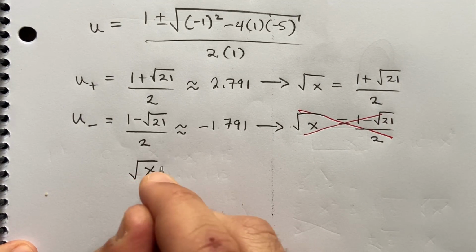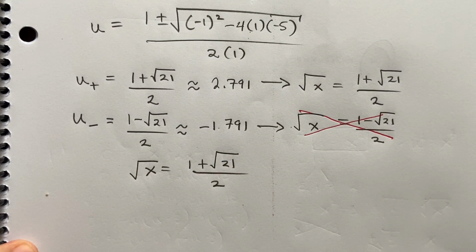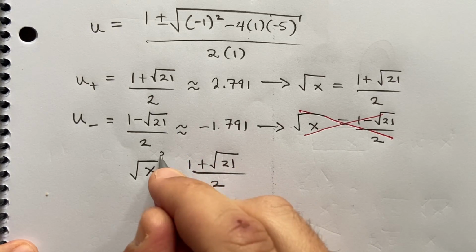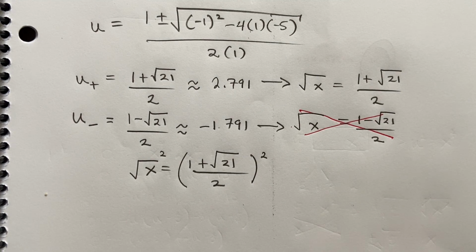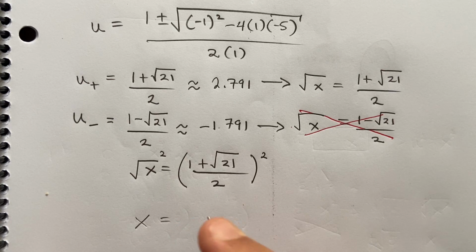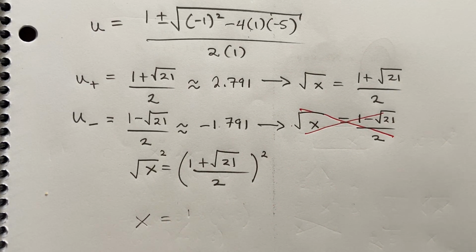So root x equals 1 plus root 21 all over 2. To solve this, I need to square both sides. Okay, so x equals... Looks like I'm running out of lead. One sec. Yeah, it looks like I totally ran out of lead. All right, switching to pen.